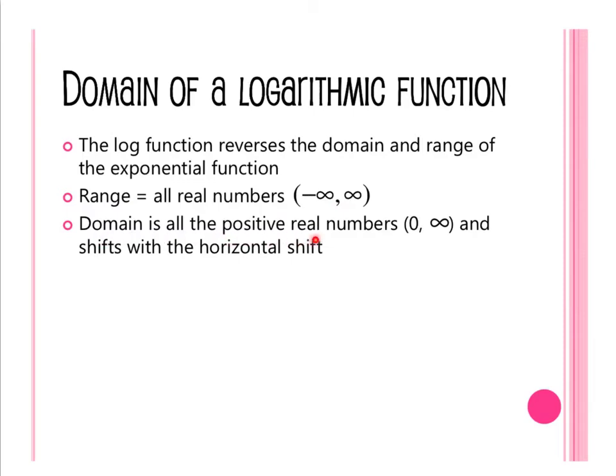The domain is all the positive real numbers from 0 to positive infinity and shifts with the horizontal shift. Or it becomes opposite with a reflection over the y-axis. Remember, the last one I just did was from negative infinity to 0. And remember, because you have a horizontal asymptote, you will never equal it, so it should not be a bracket when we're writing interval notation. It should be parentheses. So notice the parentheses being used.